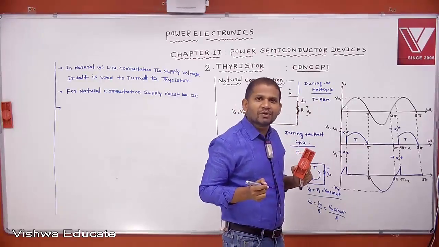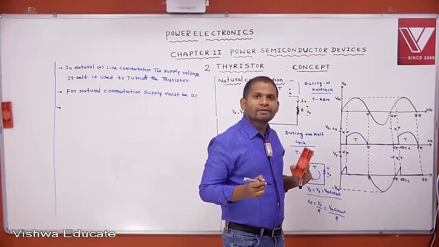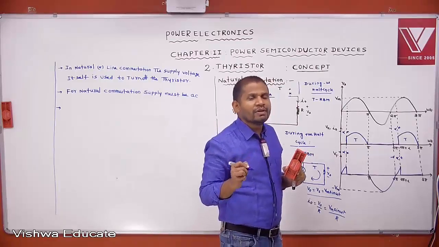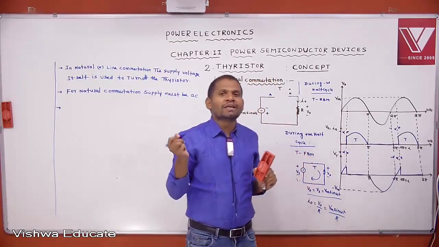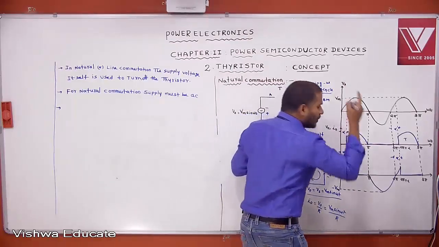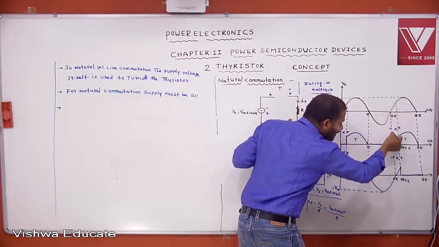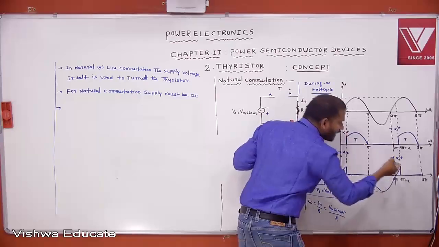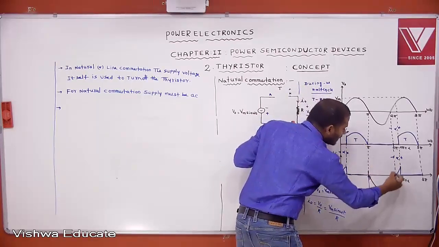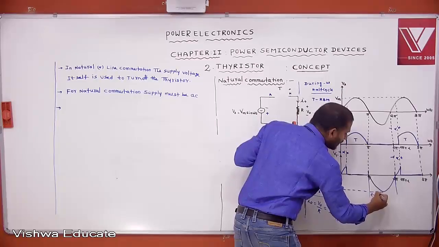Then in natural commutation, what is the circuit turn off time here? How much time will the circuit be turned off? We know that it is the time taken by a reverse voltage. What do you mean by circuit turn off time? It is the time for which a reverse voltage is applied across the thyristor in one cycle. One cycle is completed; how much time is a reverse voltage applied across the thyristor? This time only reverse voltage is applied.